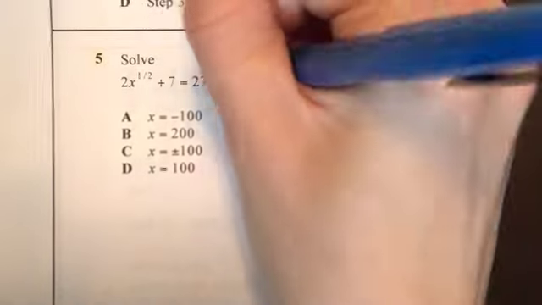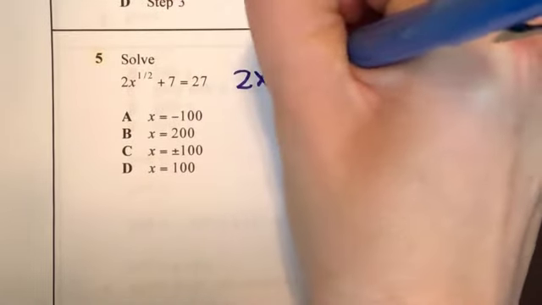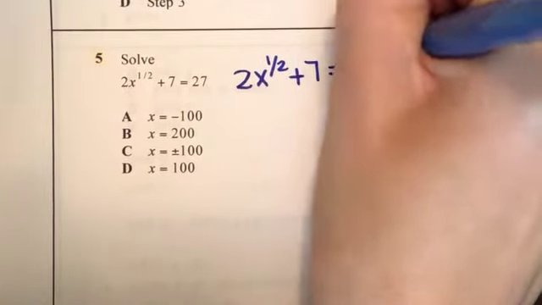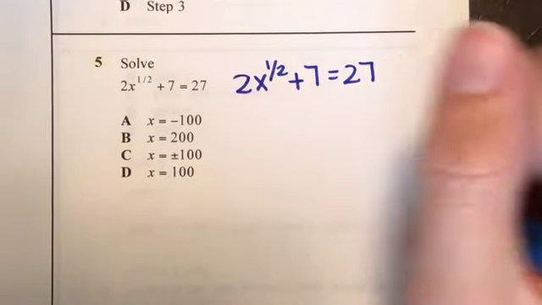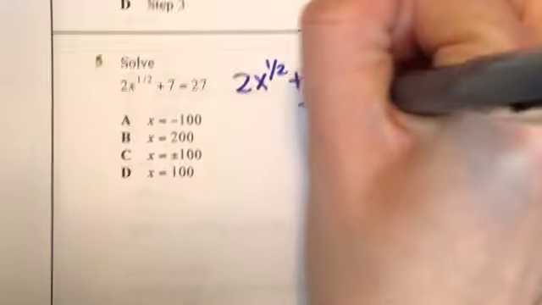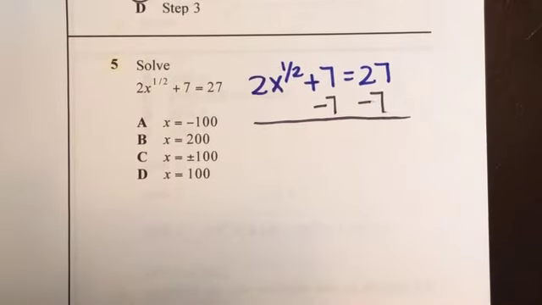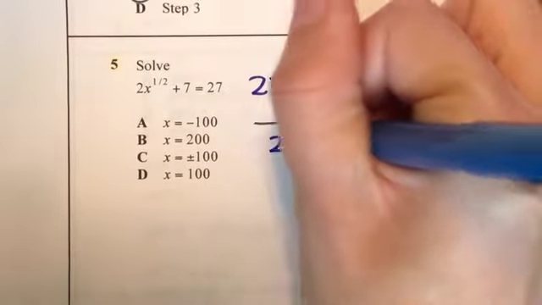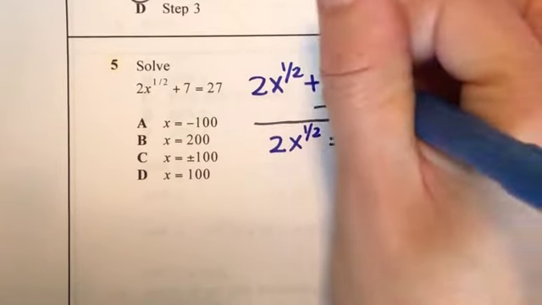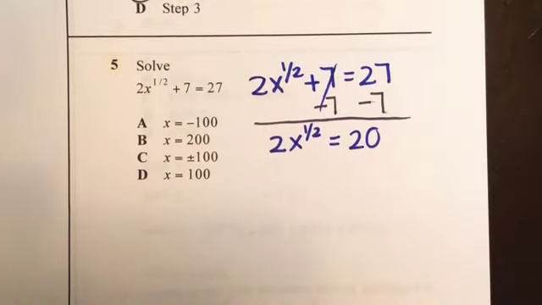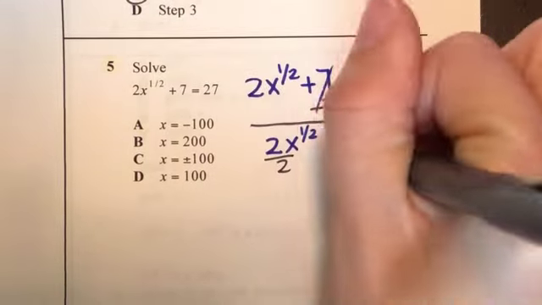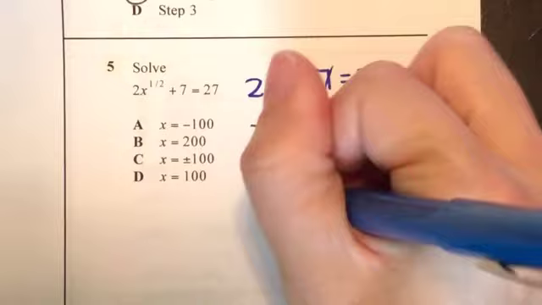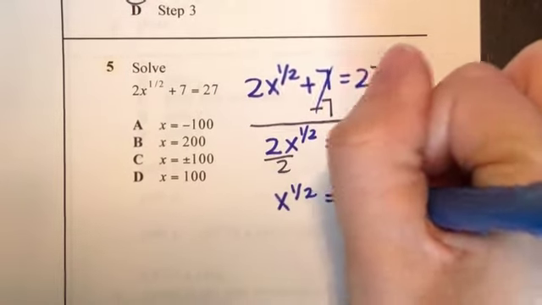Okay, in number 5, we are going to be solving. I'm going to go ahead and rewrite this, that way I can do my work underneath it. Okay, so we're trying to get x by itself. So first thing I'm going to do is subtract 7 from both sides, and that's going to give me 2 times x to the 1/2 power is equal to 20. And then I need to divide away the 2 out in front, and I get x to the 1/2 power is equal to 10.